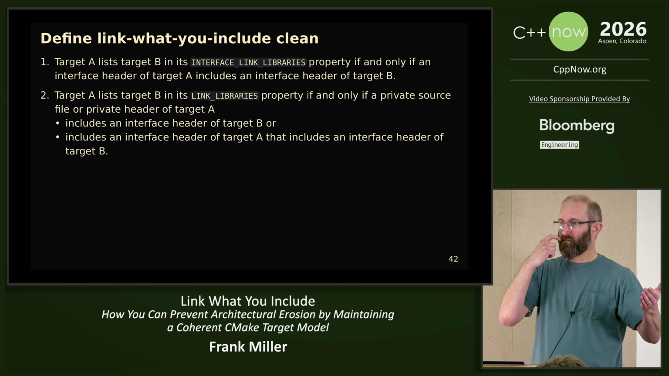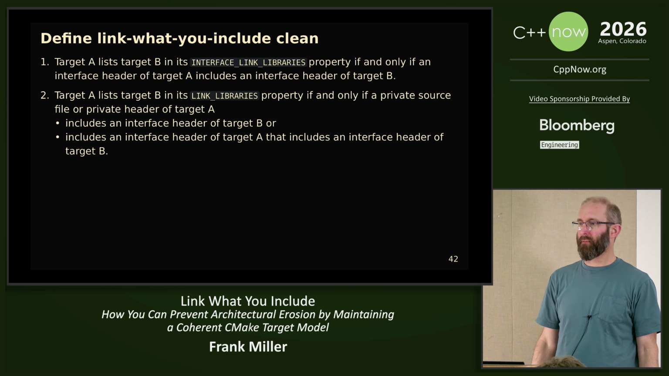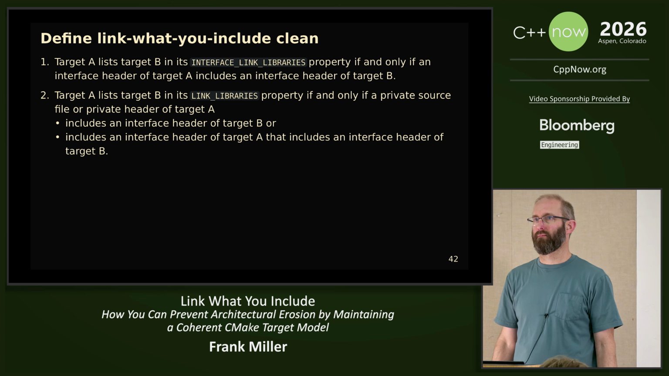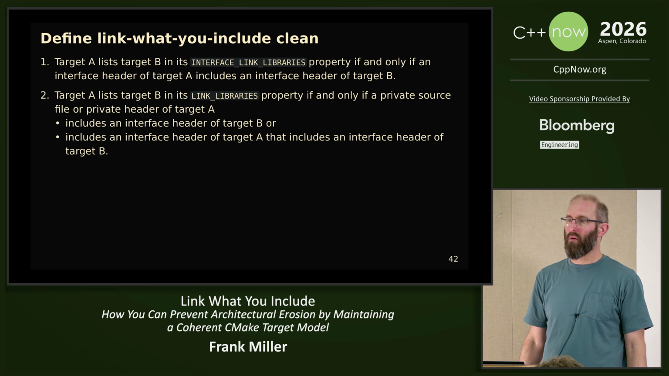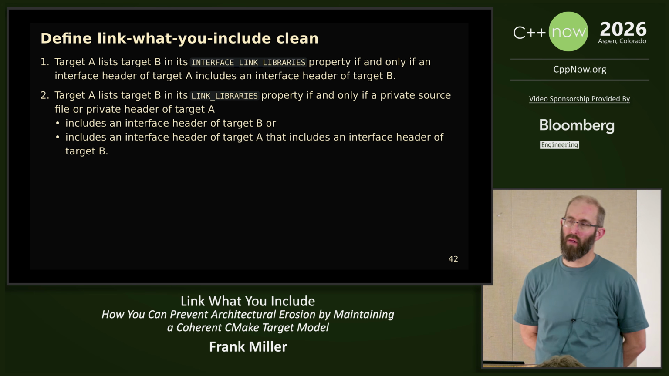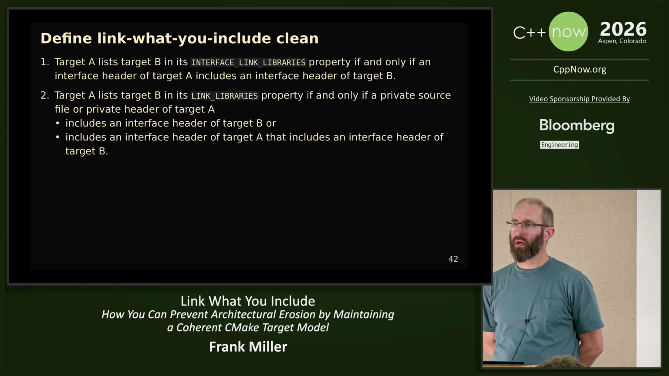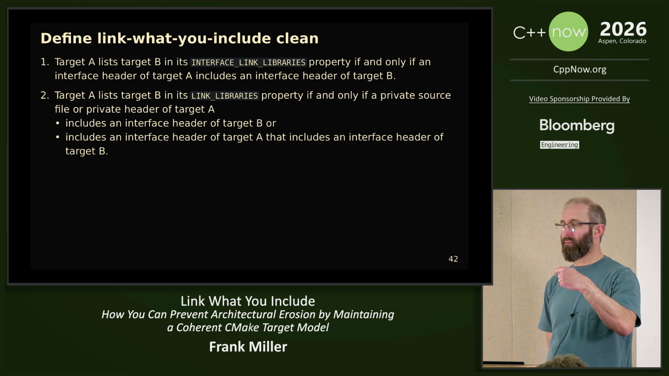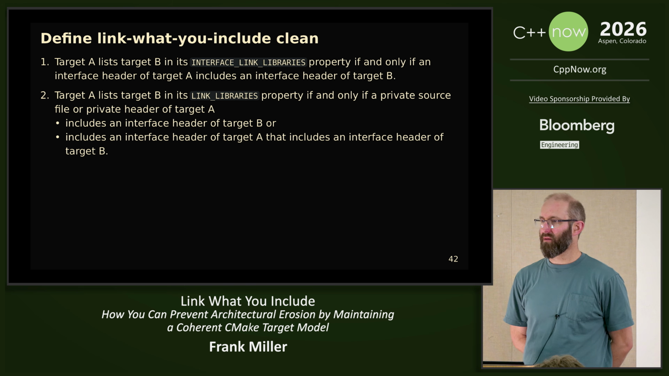Okay, but then I have two sets of headers, right? I have my interface include directories, and I have my private include directories. I have two include directory properties. The only things that my private sources can see are things that are in my include directories or in one of my dependencies' interface include directories. So I'm talking about my own interface. I can't see my own interface, is my point. I can only see my private.